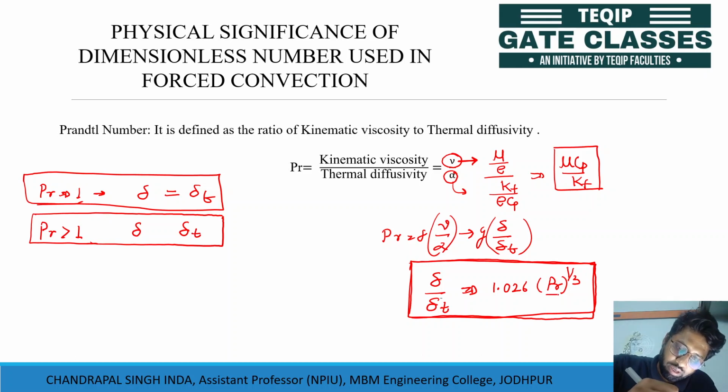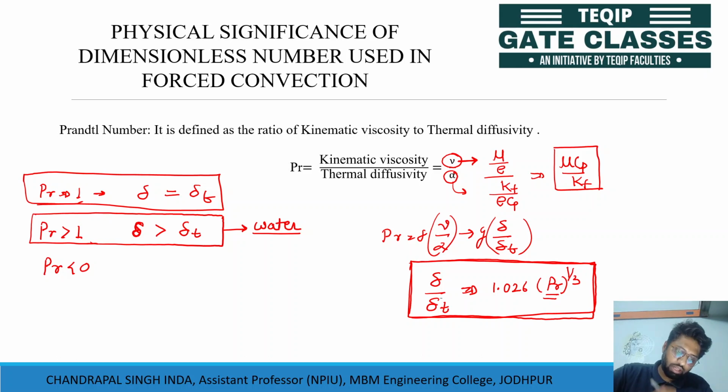So if the value of Prandtl number is considered as 100, in that case the value of delta, means the value of boundary layer thickness, will be greater than the value of thermal boundary layer thickness. Then if the value of Prandtl number is lesser than 1, this is for the water. In case of water, we have the value of Prandtl number greater than 1, water, oil, etc.